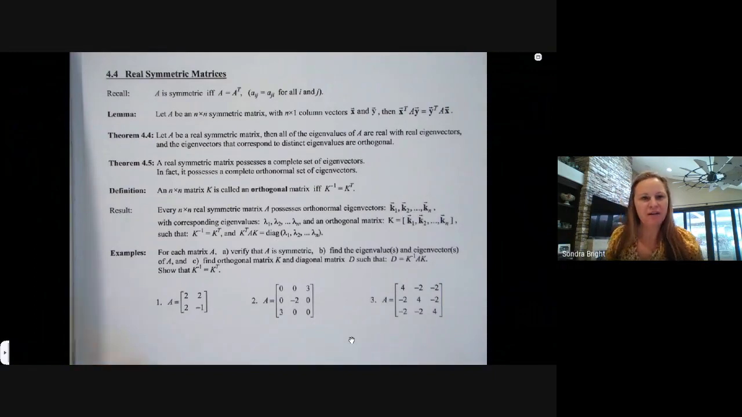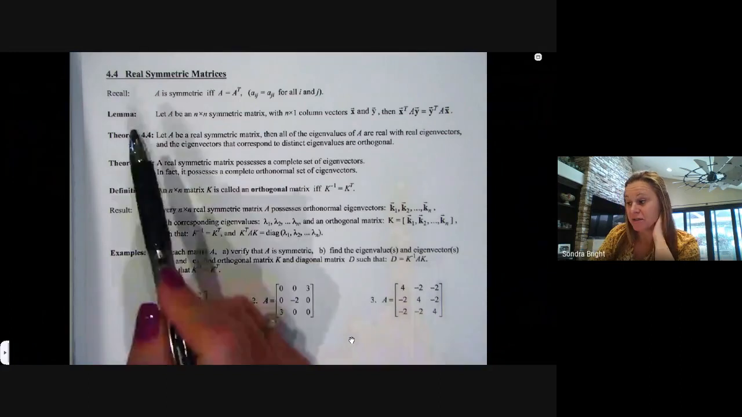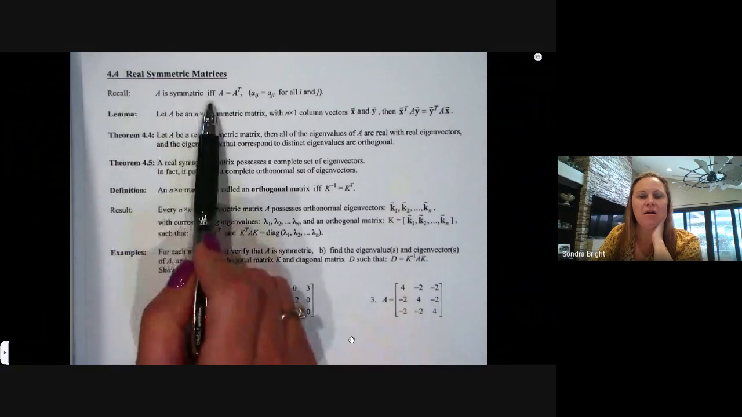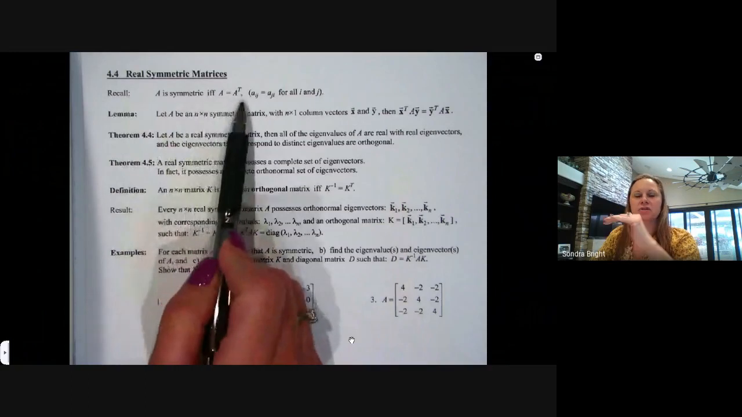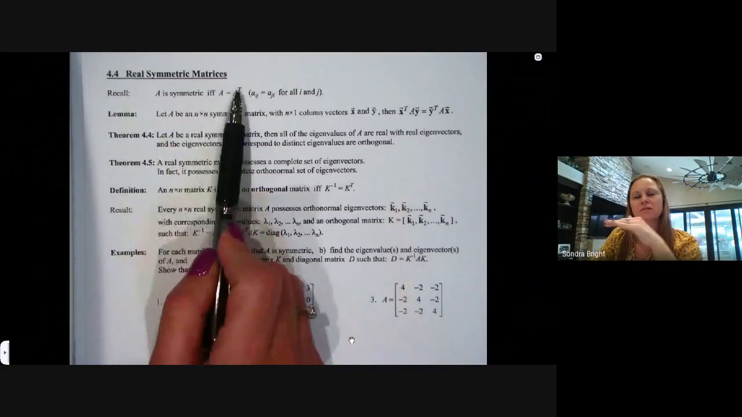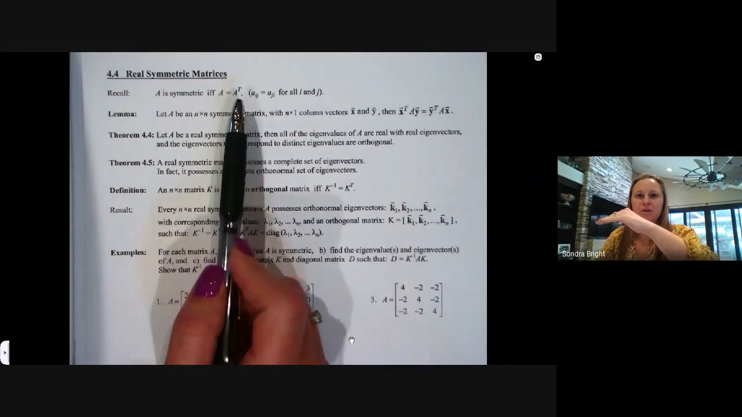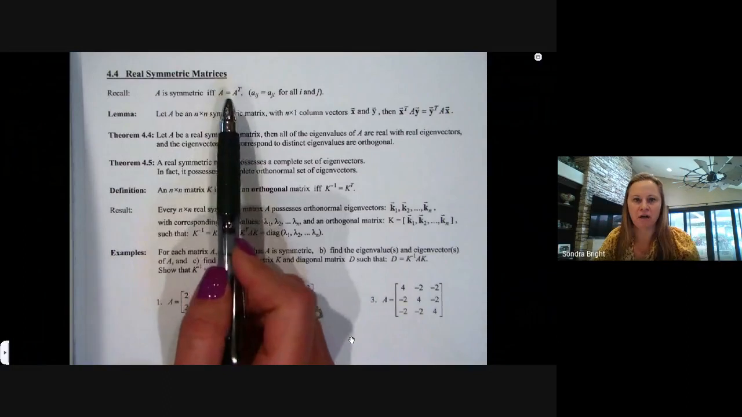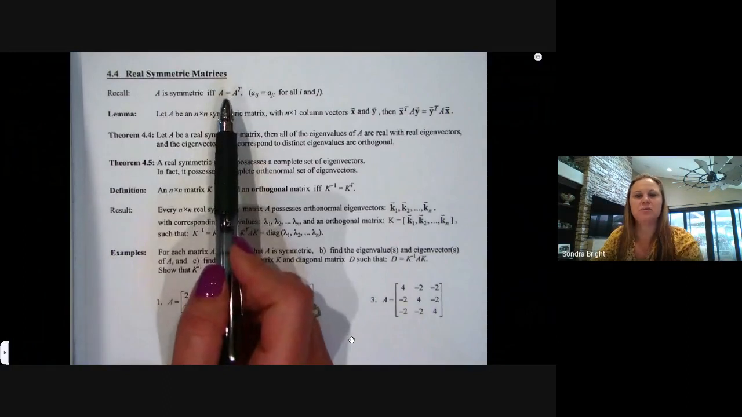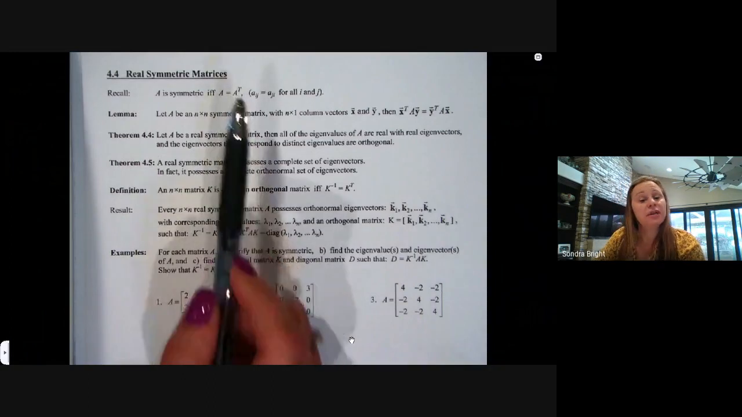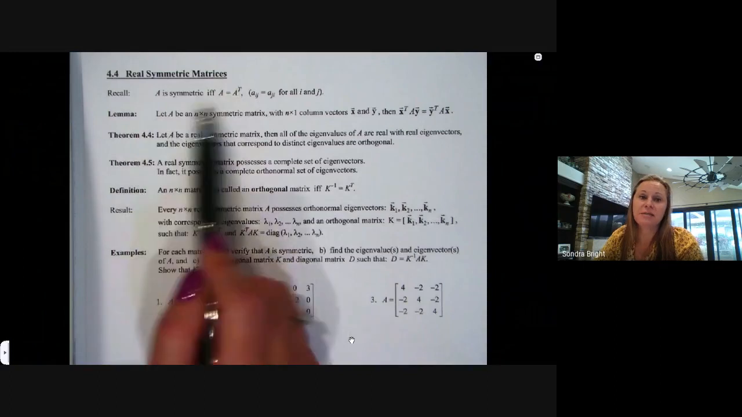So here is section 4. I'm not going to rewrite all of these lemmas and theorems. I'll just talk you through them. Start off by saying, recall that A is symmetric if and only if A is equal to A transposed. A transposed means you switch rows and columns. You take row 1 and turn it into column 1, row 2 into column 2, row 3 into column 3. That would be A transposed. And if the two are equal, if once you transpose it, it's equivalent to the original matrix, then we call the matrix symmetric.